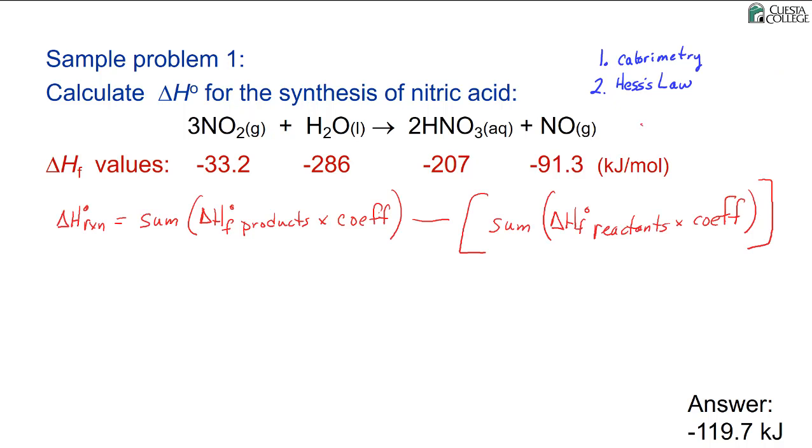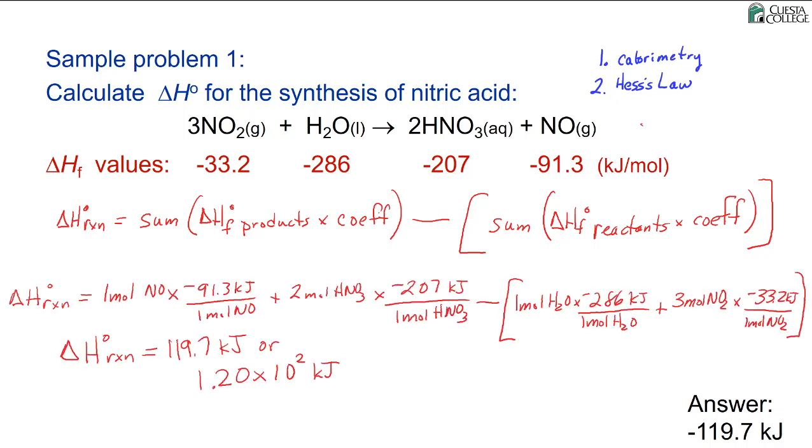We can use that same equation. The delta H of the reaction is equal to the sum of the delta HF of the products times their coefficients, minus the sum of the delta HF of the reactants times all their coefficients. Here's the whole worked out equation with all the delta HF values. Let's just look at some of the key parts to this equation. The products come first, and then subtract from those the reactants.